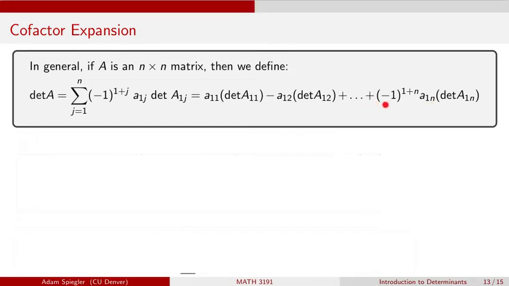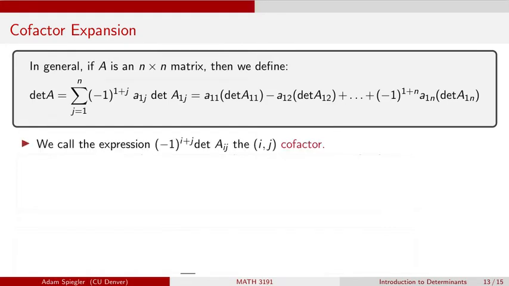Whether we add or subtract is going to depend on whether 1 plus n is even or odd. And then we multiply by the determinant of the submatrix A1n. Remember, depending on the size of these matrices, calculating the determinant of each of these submatrices is going to involve a whole bunch of calculations in itself. So let's talk about different ways that we could write out this formula.